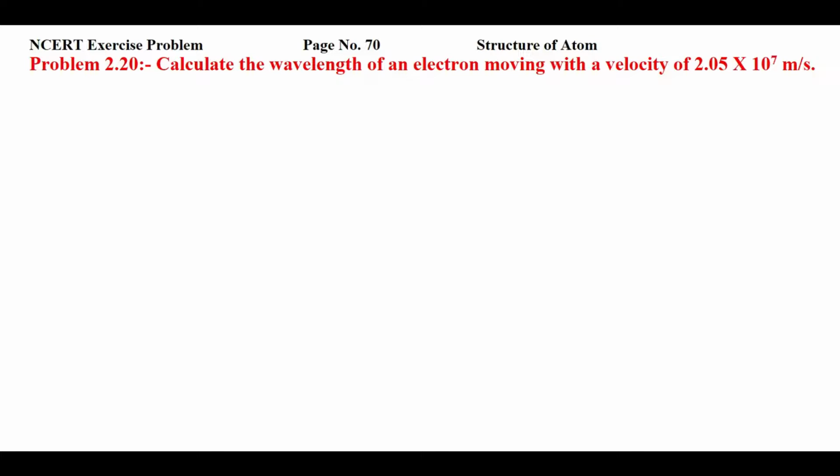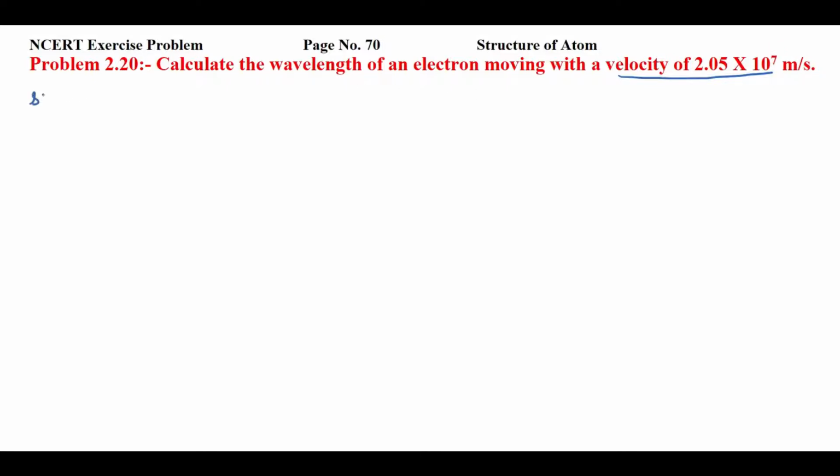Students, this is NCERT exercise problem 2.20 from page number 70 of Structure of Atom. So let's read the statement. Calculate the wavelength of an electron moving with a velocity of 2.05 into 10 raised to power 7 meter per second. In this question they have given you the velocity of an electron, that is 2.05 into 10 raised to power 7 meter per second, and you have to find the wavelength of the electron.